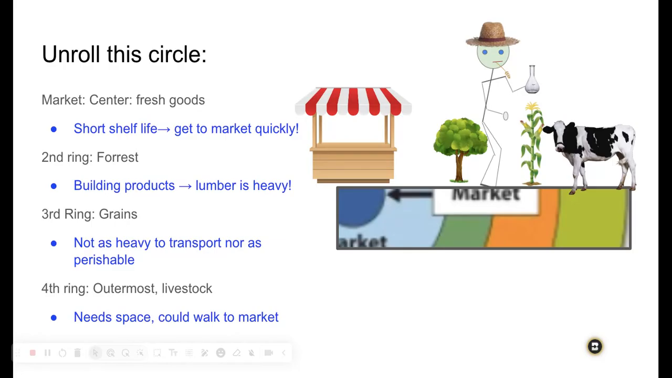And then in our fourth ring, our outermost ring, we have livestock. They need space to graze. And when it was time to go to slaughter, you didn't have to try to get the meat there quickly. You could still walk them to market, and then they could be slaughtered there. Not a beautiful story.